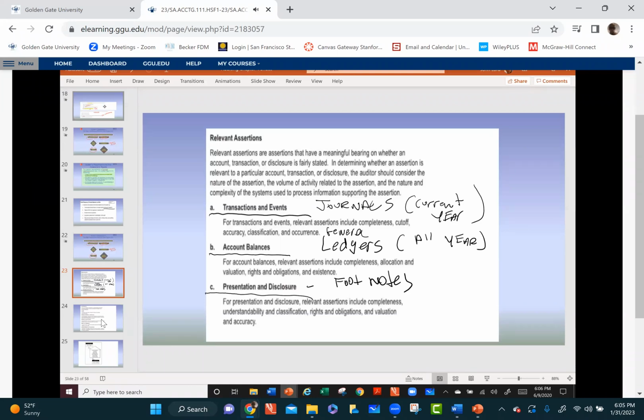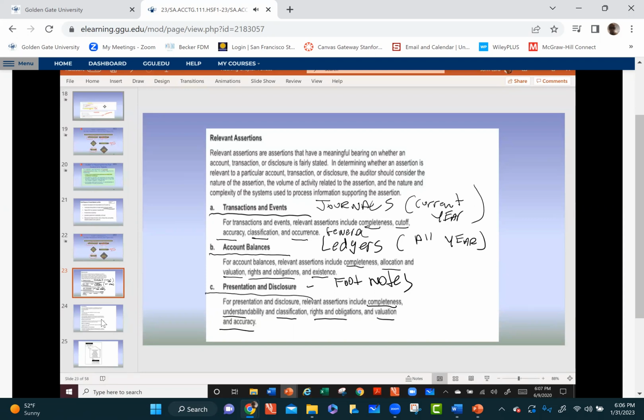The assertions include completeness, cutoff, accuracy, classification, and occurrence for our transactions. For our account balances, it includes completeness, allocation, existence, rights and obligations, and valuation. For our presentation and disclosure, we include completeness, understandability, classification, rights and obligations, valuation, and accuracy.